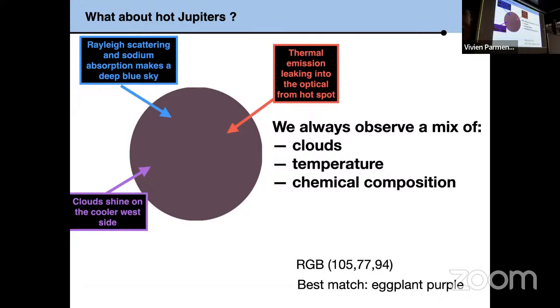observation. And to simplify that, I asked Google what this color was, and this is eggplant purple. We know that hot Jupiters are eggplant purple.